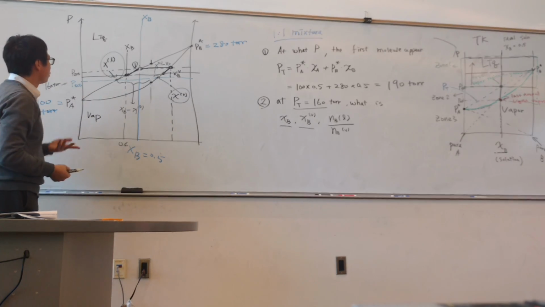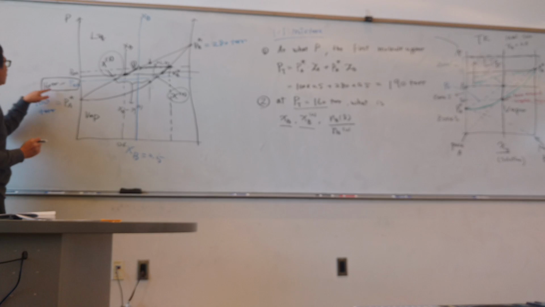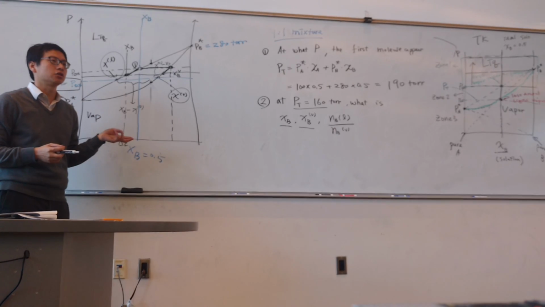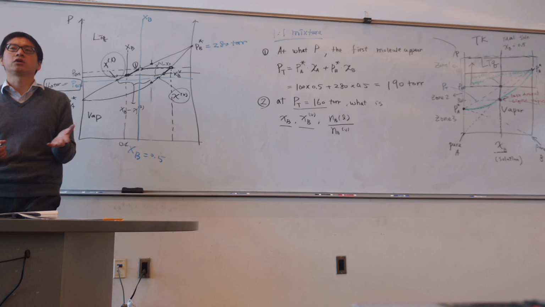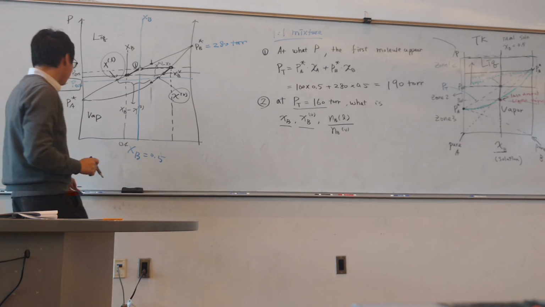So go back to our question. Assuming today we are at these specific conditions, from here we know you must exist in a two-phase condition. That means you should be able to calculate your XB and XBV. So how do we calculate that?